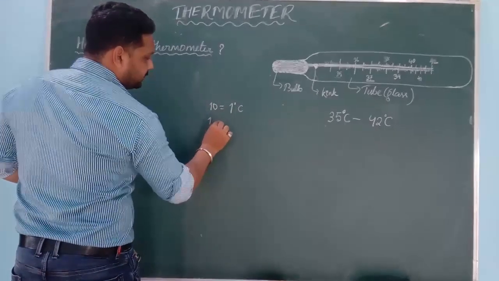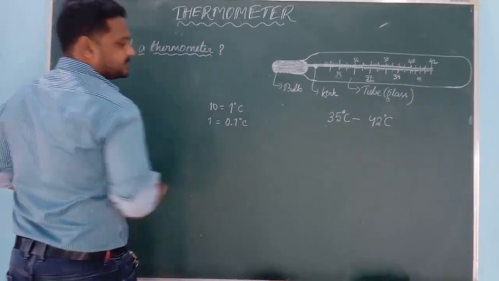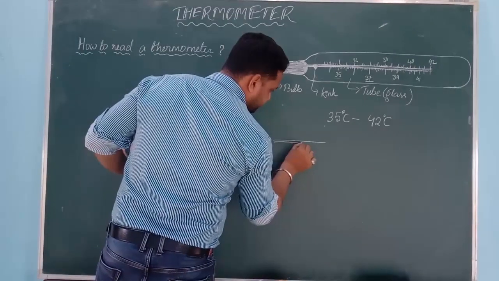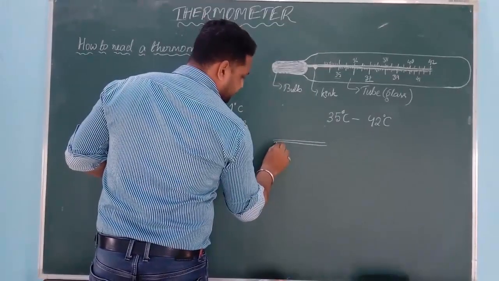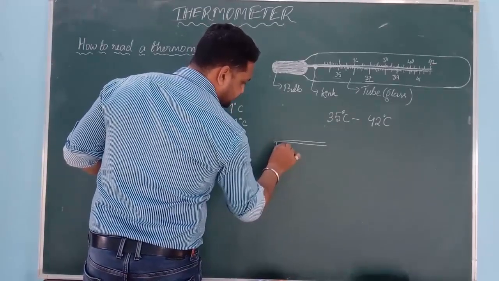So one line will be how much? 0.1 degree Celsius. Okay. So suppose this is the inner cylindrical structure where the metallic bulb is rising. Suppose this is 38.